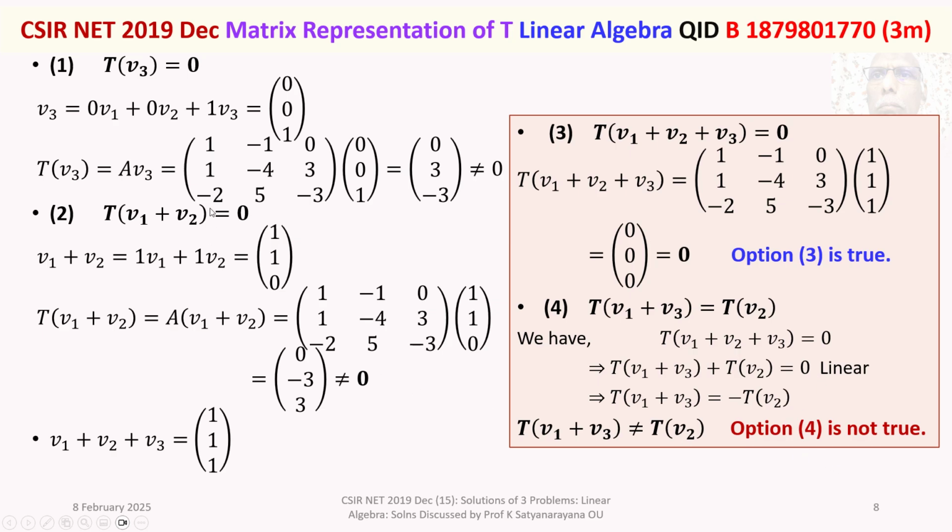Option 1 is also not true. Option 2 is also not true. Option 4 is not true. And option 3 is true. Therefore, the answer to this question is option 3. That is the detailed discussion of the solution of this problem, and it is a very simple and straightforward question.